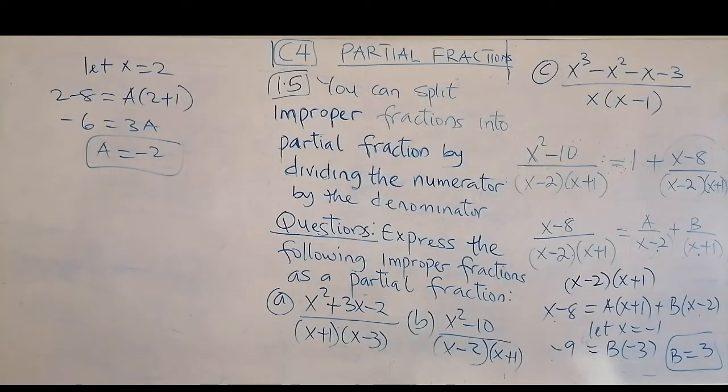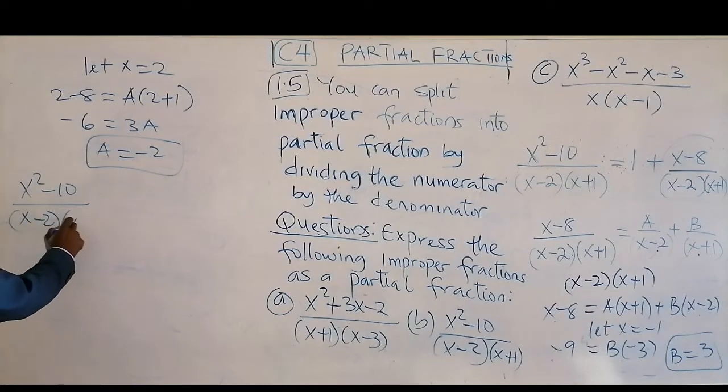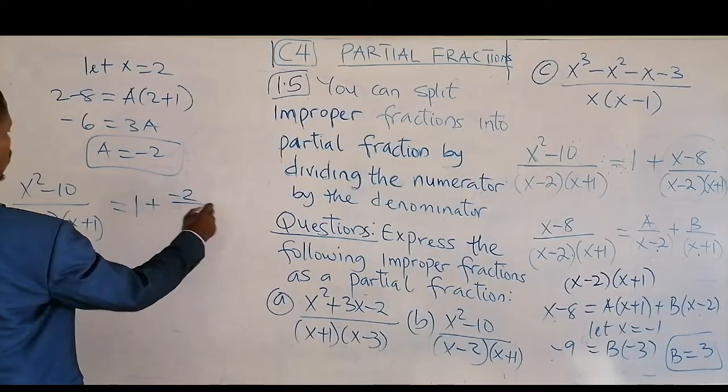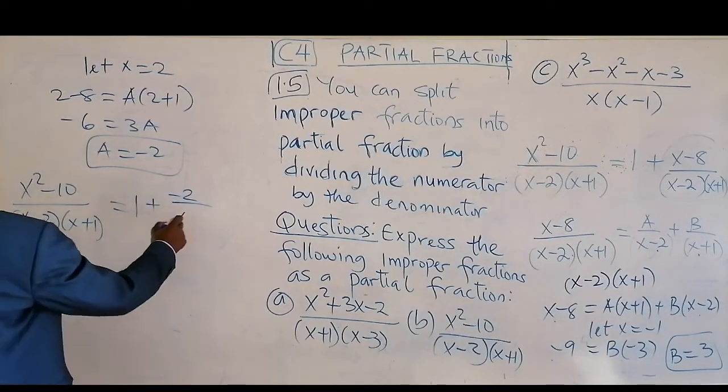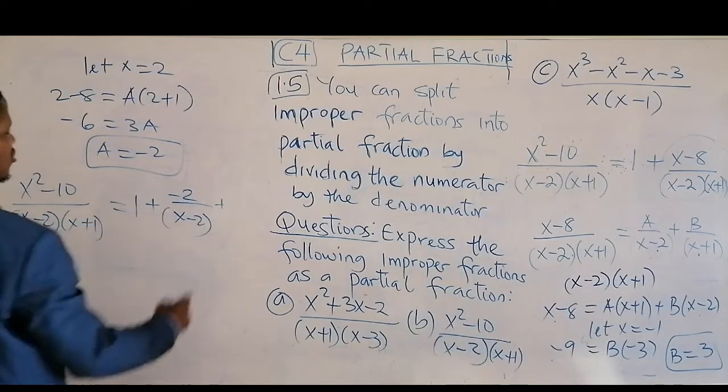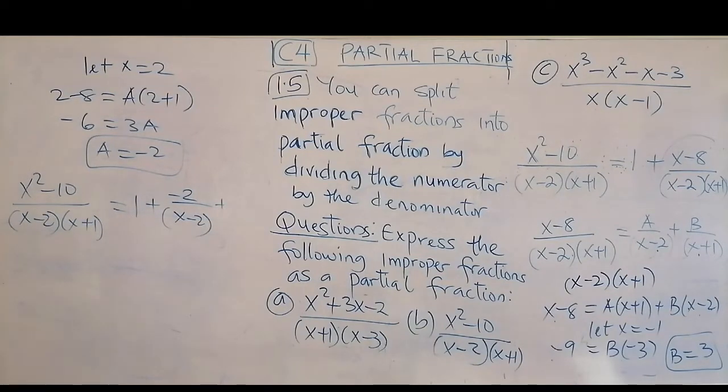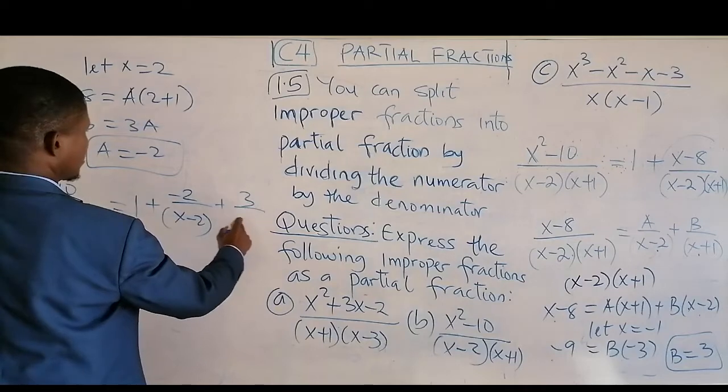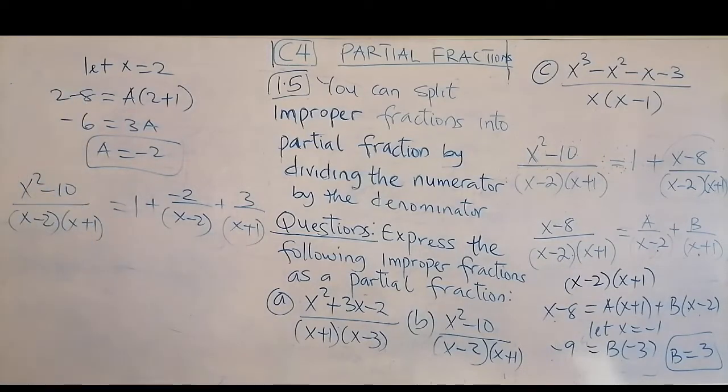Okay, so on the final note, the question, which is this, minus 10, equal to x minus 2 times x plus 1, equal to 1 plus a, which is minus 2, so minus 2 over x minus 2, then plus b, which is 3, so that's 3 over x plus 1. And that ends that question.